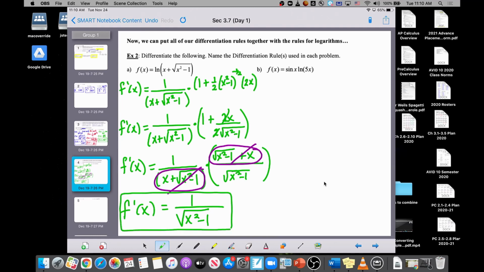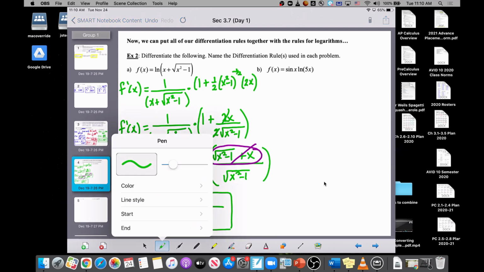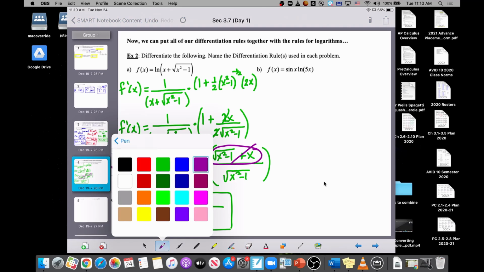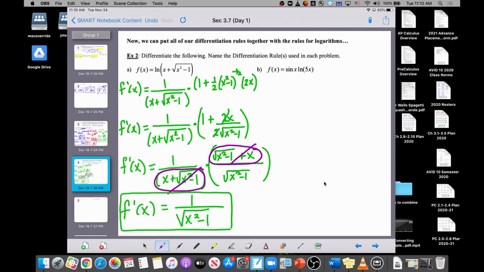All right, so which differentiation rules did we use? Well, the first rule that we used was the derivative of a natural log. And then we used the chain rule, and we actually used that twice. Okay. And then obviously the rest of it was just algebraic simplification, which sometimes is easy to get lost in, so we always have to be careful with that.